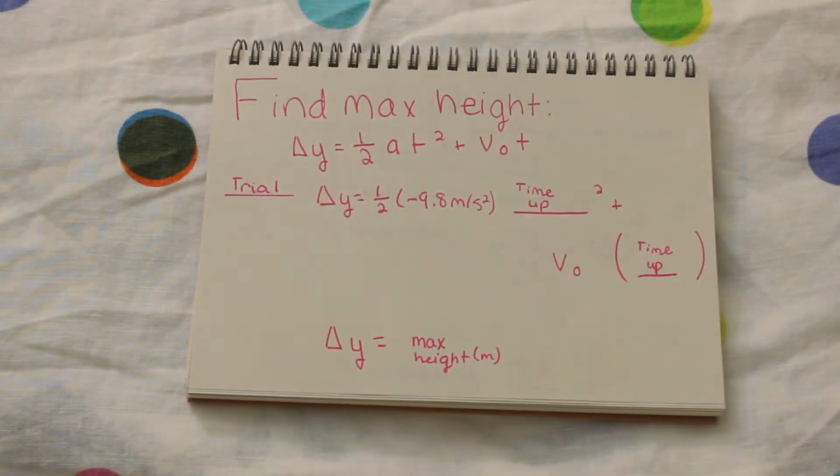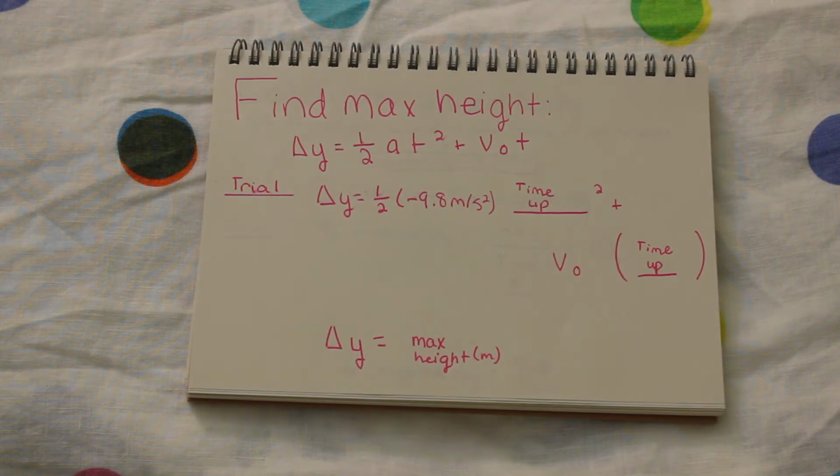To find the maximum height, we're going to use the equation delta y = 1/2 at² + v0t. Delta y means the change in displacement, in this case the change in height. Acceleration is negative 9.8 meters per second squared due to gravity. We're using time up because we know at time up, that is the apex where velocity equals 0, and that is where the maximum height is. We know v0 from our earlier calculation.